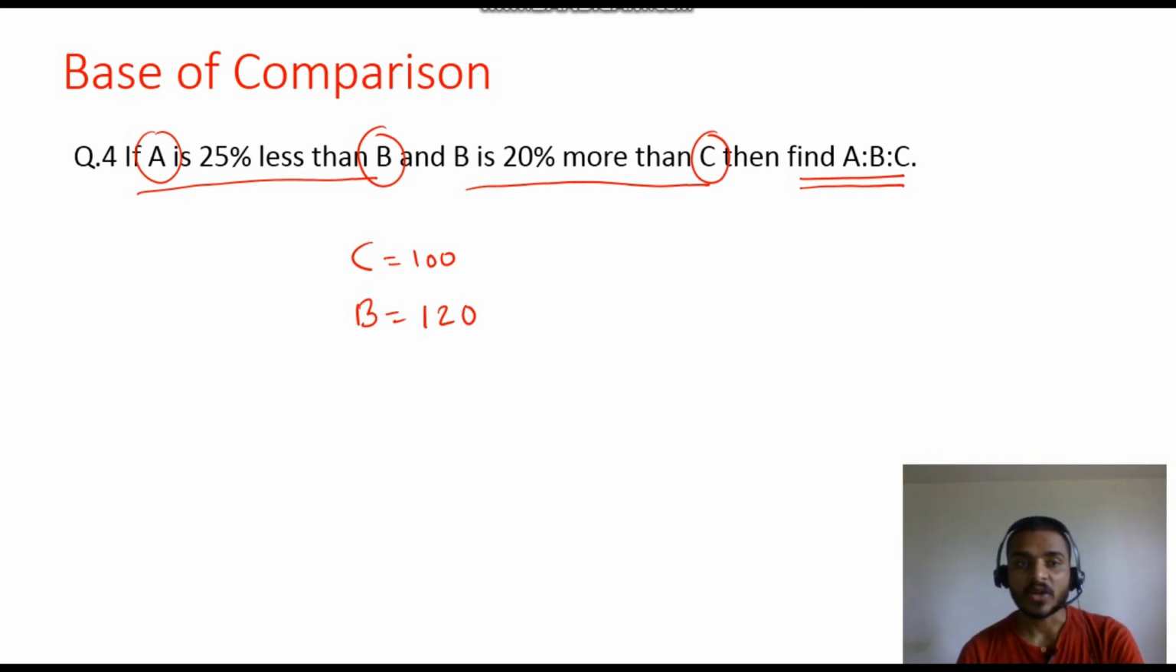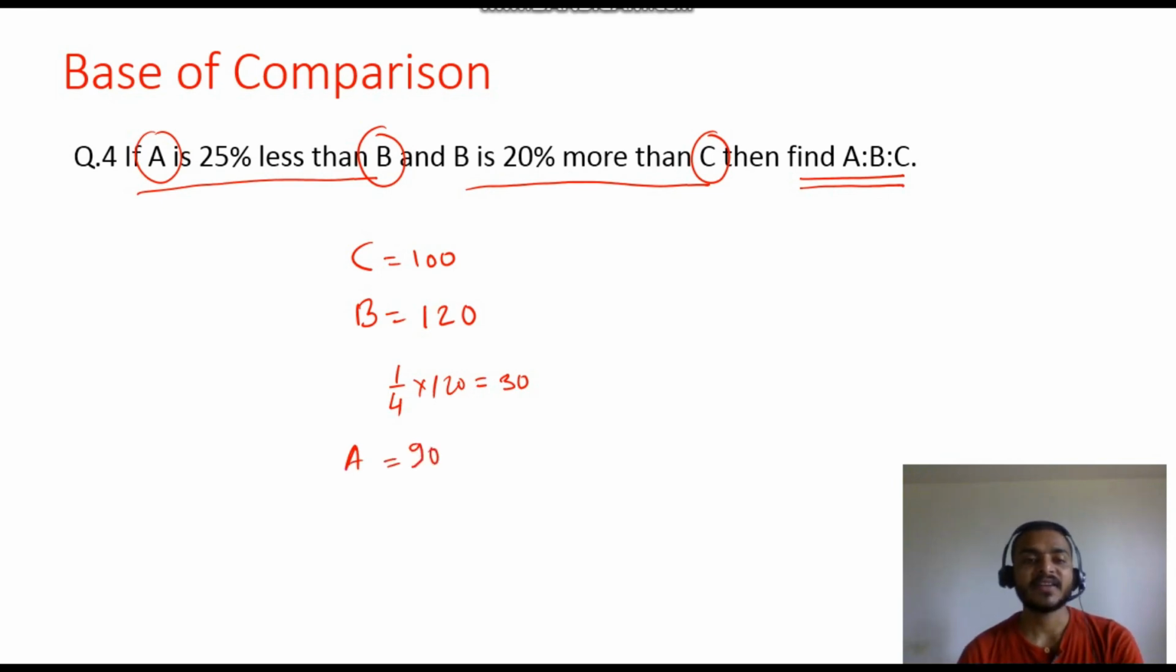Now B is 120. Since B is 120, the statement says A is 25% less than B. So A should be 25% less. Now what is 25% of 120? Let me first find out that. Okay, so 25% means 1/4. So 25% is nothing but 1/4. 1/4 of 120 is 30, which means A is 25% less than B. Also it means A is 30 less than B. So that gives me the value of A equal to 90.